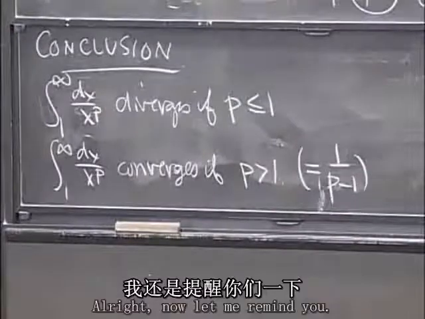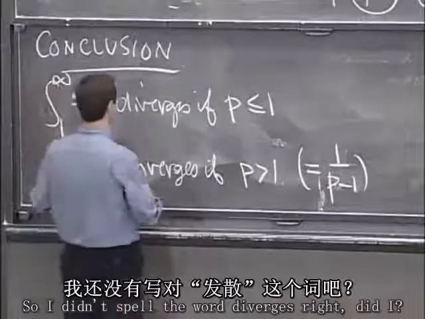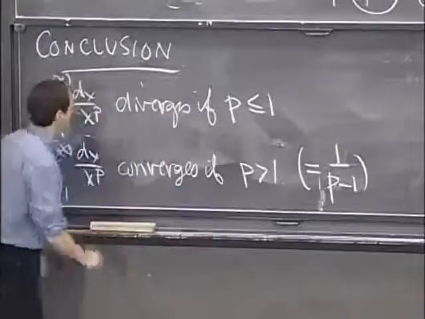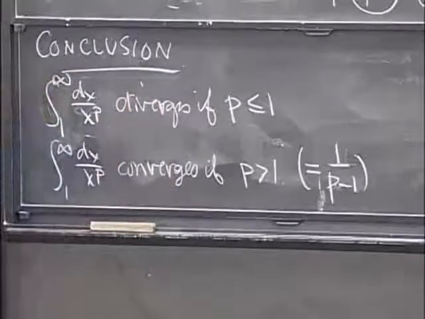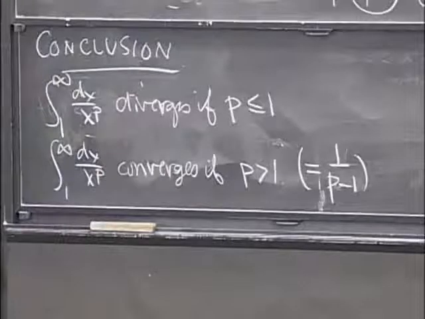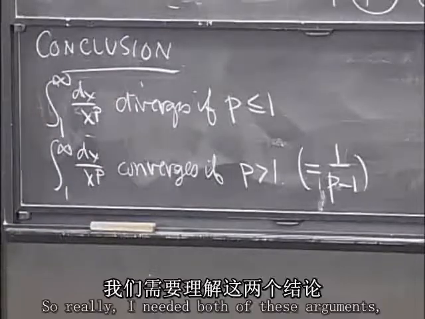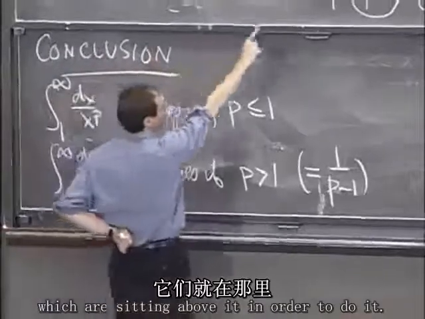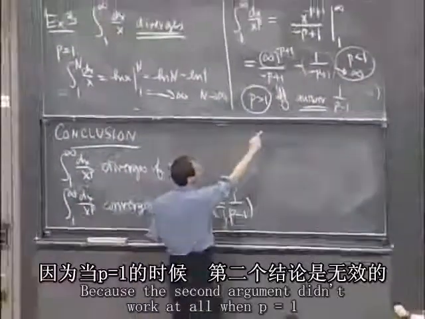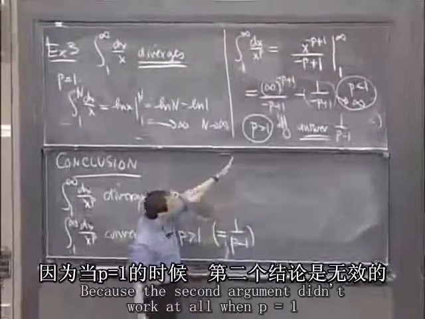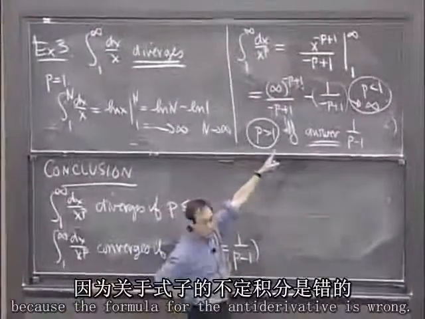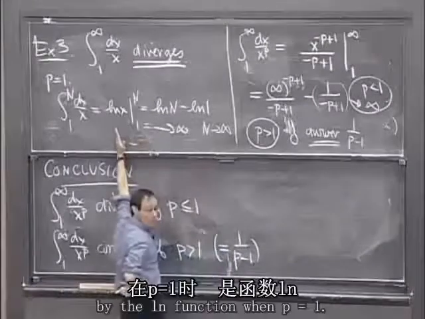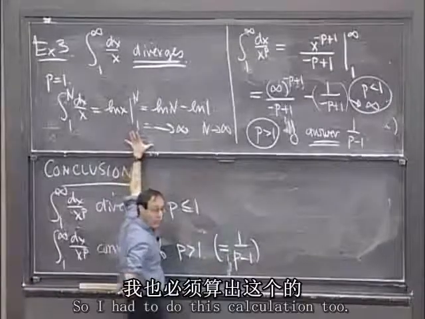All right, now let me remind you, so I didn't spell the word diverges right, did I? Oh, no, that's an R. I guess that's right. Okay. Diverges if p is less than or equal to 1. So really, I needed both of these arguments, which are sitting above it, in order to do it, because the second argument didn't work at all when p was equal to 1, because the formula for the antiderivative is wrong. The formula for the antiderivative is given by the log function when p is equal to 1, so I had to do this calculation too.